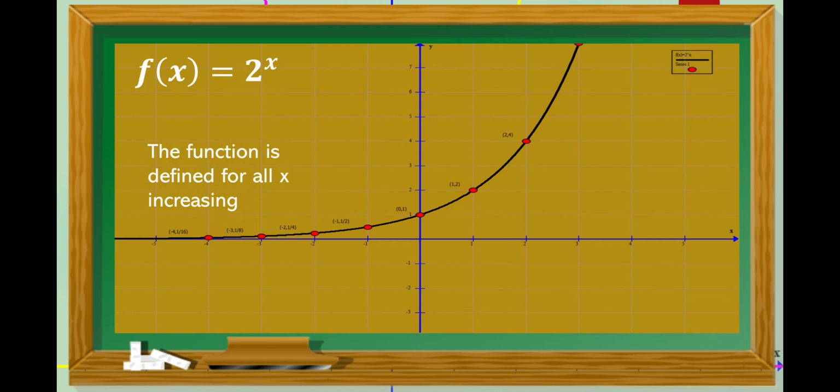And the function is defined for all x increasing. Since all the values of y are positive, all y's are positive. And as x decreases without bound, it approaches 0. So as the graph decreases to the left, the graph is getting closer and closer to 0.